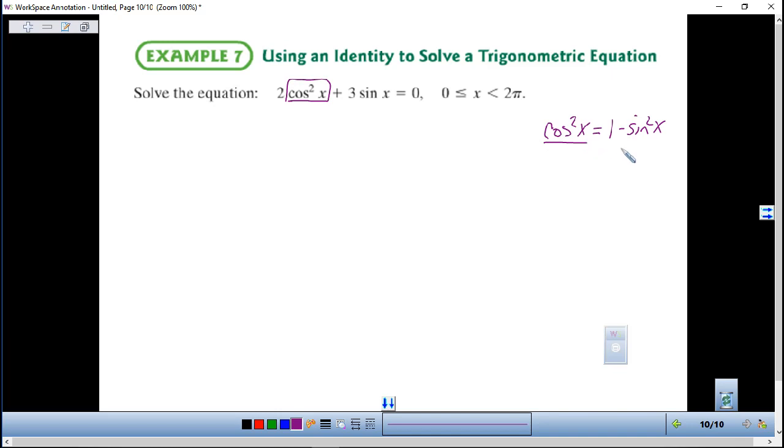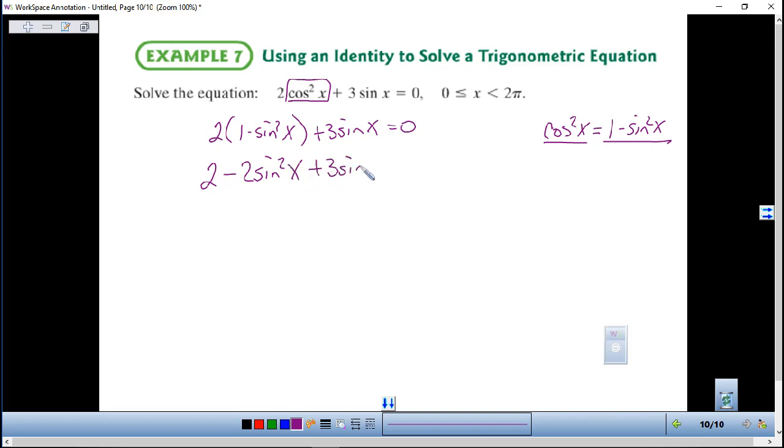So in place of cosine squared x, remember if these two things are equal, they're interchangeable. So I can do 2 times 1 minus sine squared x plus 3 sine x equals 0. And all I did was plug that in place of the cosine squared x. So when I distribute this through, I'm going to have 2 minus 2 sine squared x plus 3 sine x equals 0. Alright, so now I've got one that is in a single trig function.